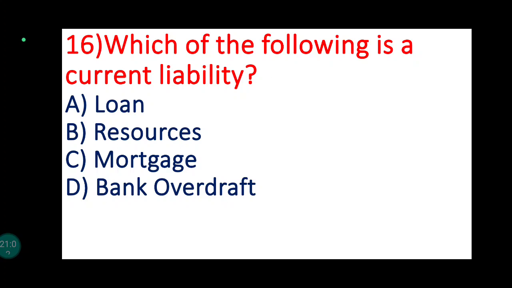See, there are two types of liability. Non-current liabilities means liabilities which do not become due for payment in 1 year and which do not require current assets for their payment. For example, a long-term loan to the business. They do not become due for payment in 1 year. And current liabilities are debts which are expected to be paid by the business within 1 year. For example, creditors, bank overdraft. Okay, so here the answer is bank overdraft.